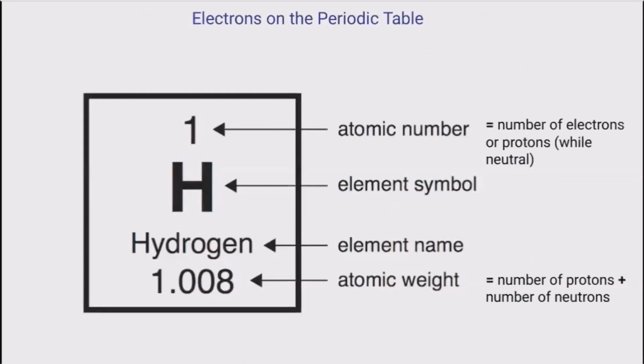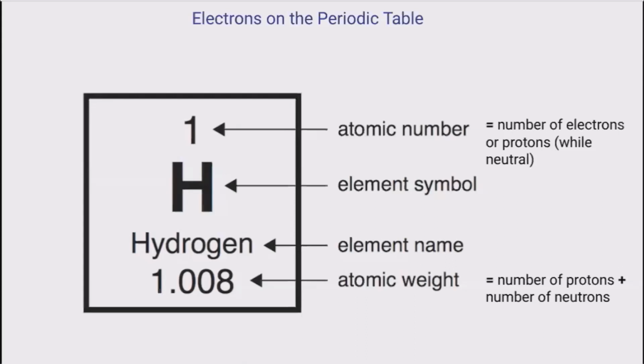So the next thing that we go on is electrons on the periodic table. Now, electrons are super important. The movement of electrons is what causes electricity for physics students, but it is what causes chemical reactions for the rest of us that allows life to happen. So the atomic number, like I said, is the number of electrons or the number of protons while the element is neutral. This means that the normal version of the element will have that many electrons, right?